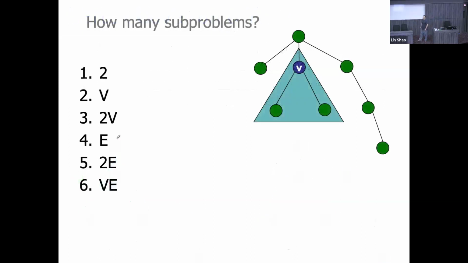Now you probably want to consider how many subproblems we have here. We can ask how many different nodes we have. Each of the nodes in the tree could be taken as the first parameter of SV0 and SV1, right? However, for each of the nodes, we have two situations: whether the node is in the vertex set or is not in the vertex set, right? So together we would have two V subproblems.